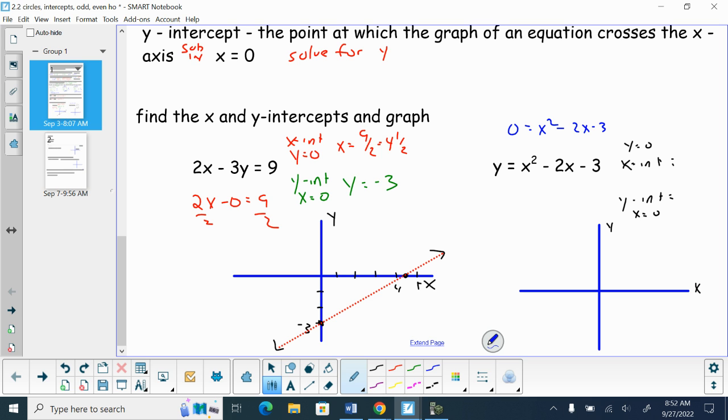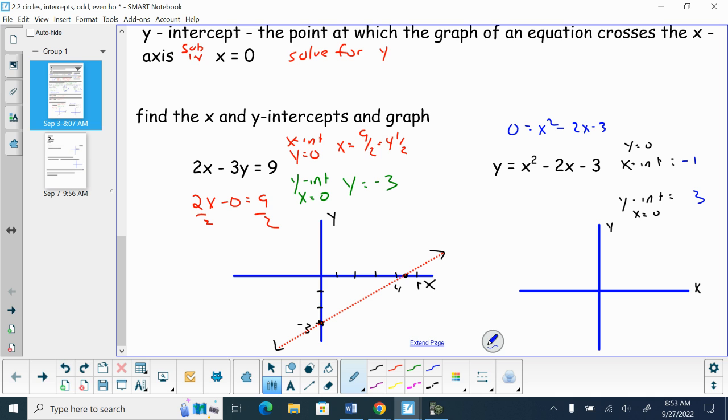Nolan, what do you get for your x-intercepts? Well, x equals -1. Just -1? Yeah. And then for y, I got y equals 3. Okay, so how'd you get -1? Put 0 in for x. We have 0 equals x squared minus 2x minus 3. What do we have to do to solve that?